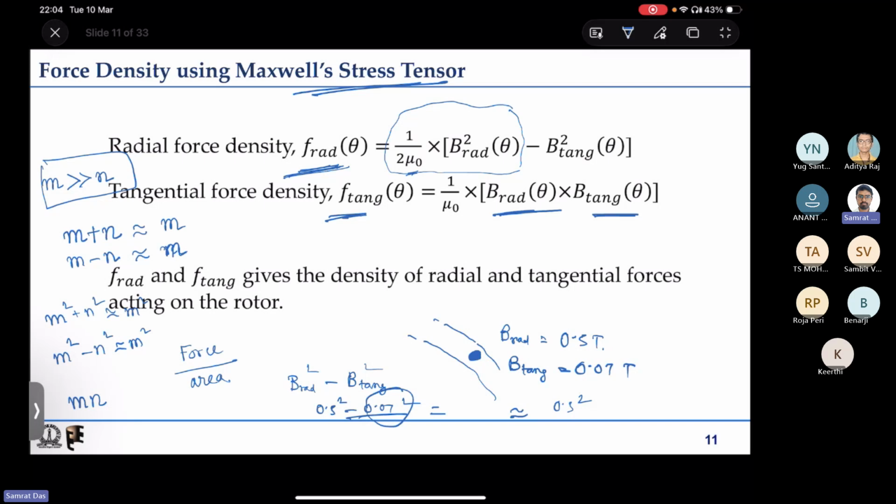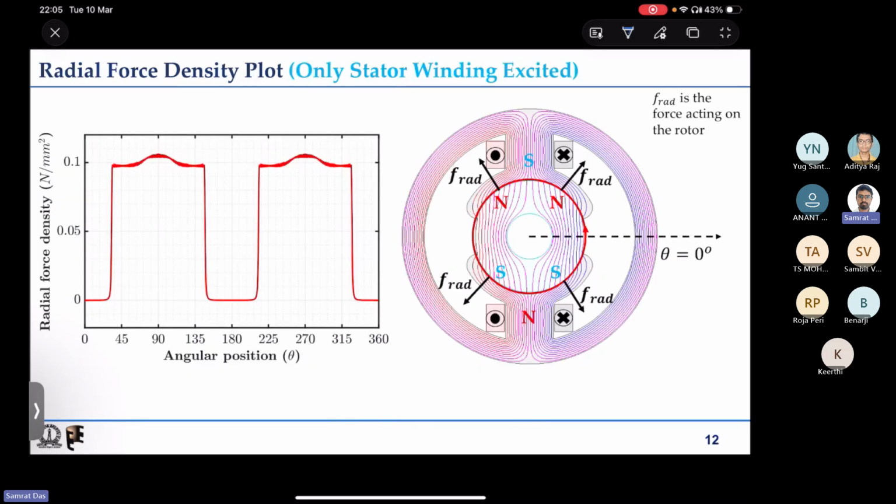So for tangential force density, we have a very high value, say B_rad multiplied by B_tang. That is what the expression tells. Now let us try to look at the radial component of force density and tangential component of force density. That is what I was trying to indicate earlier. So radial component of force density, what is that? That is simply B_rad square.